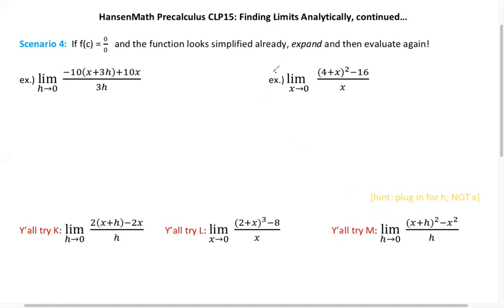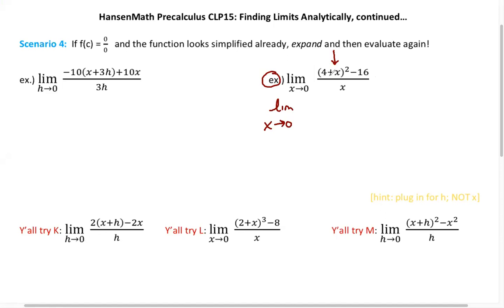All right, in our next example under scenario 4, you'll see that in the numerator here, we have this binomial squared. You can't factor anything out, so we're going to go the other way and we're going to expand. So we're going to have the limit as x approaches 0.